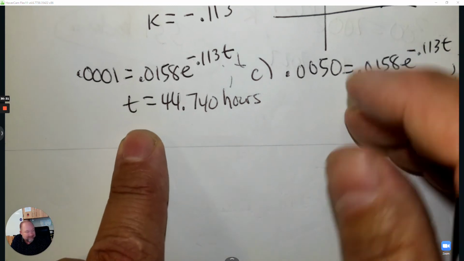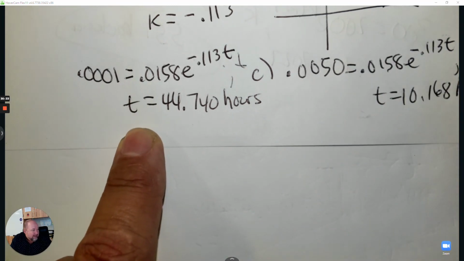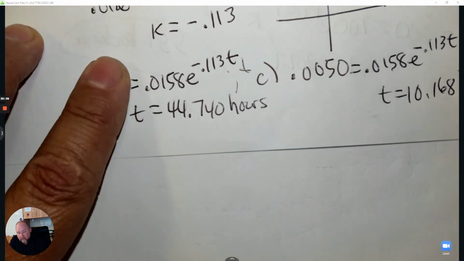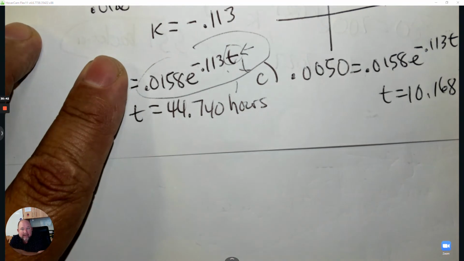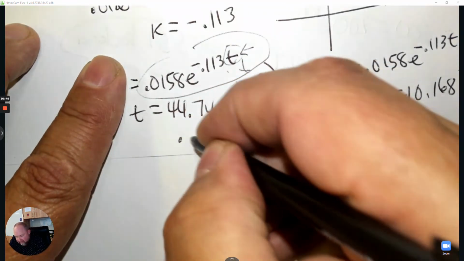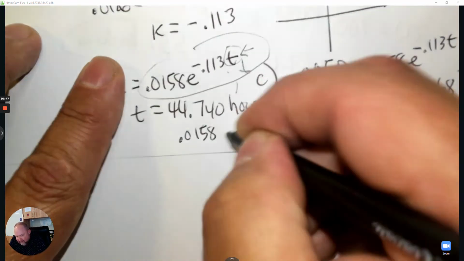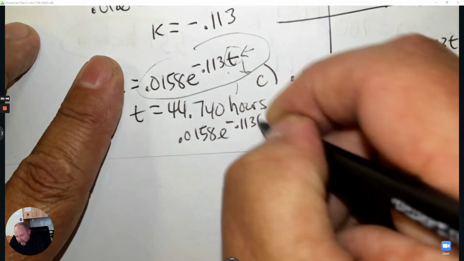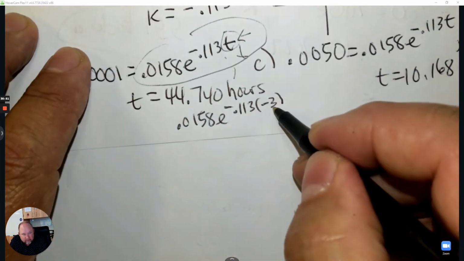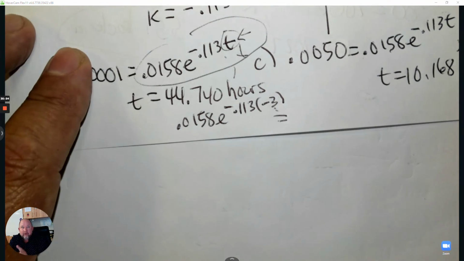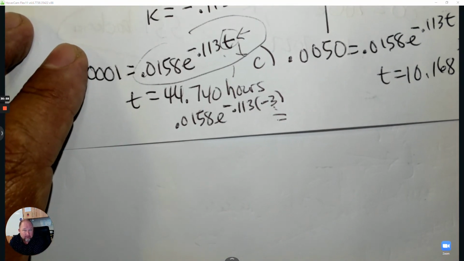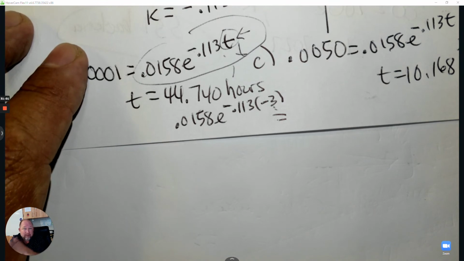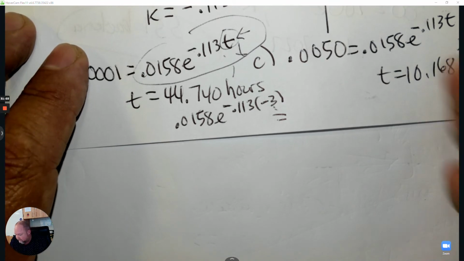So this is part E. 3 hours before means it's going to be -3. So I'm going to use this equation, and I'm going to put in 0.0158, all of that good stuff, -3 because it's 3 hours before. You can go forward in time once you have a model, but you can go back in time too. What was in his bloodstream 3 hours before he got to the hospital?